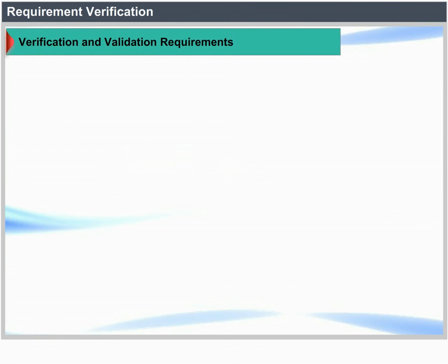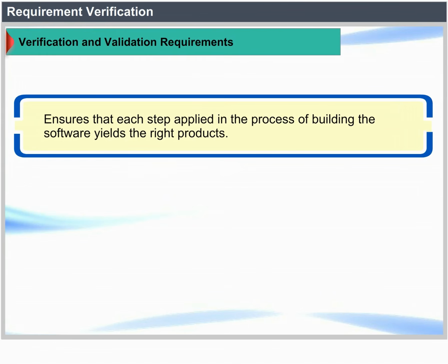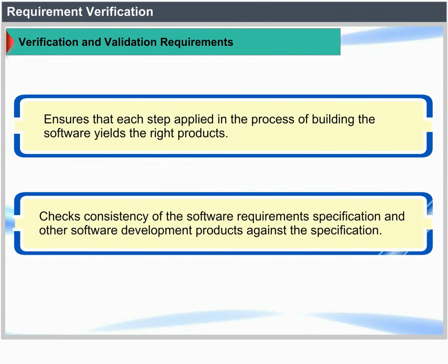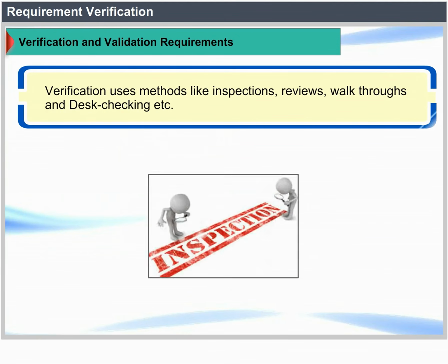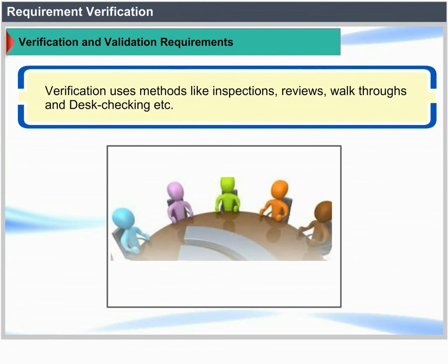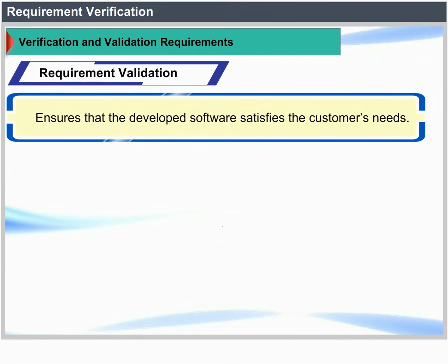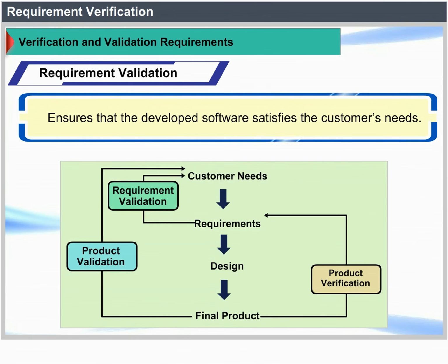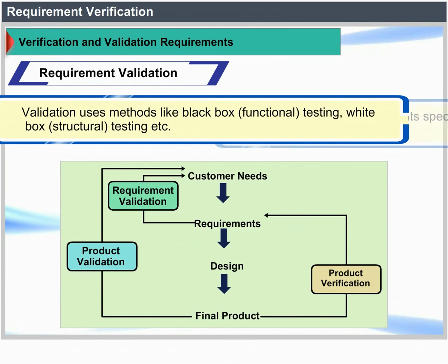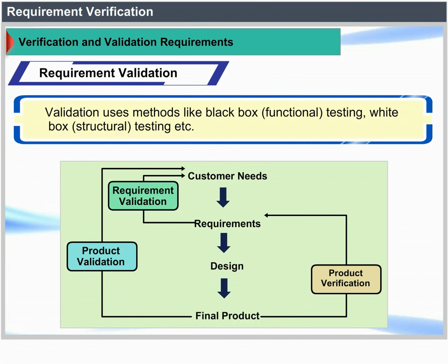Verification and validation requirements. Requirement verification ensures that each step followed in the process of building the software yields the right products. It checks consistency of the software requirement specification and other software development products against the specification. Verification uses methods like inspections, reviews, walkthroughs, and desk checking. Requirement validation ensures that the software being developed will meet customer needs. It checks the software requirement specification against stakeholder goals and requirements. Validation uses methods like black box functional testing, white box structural testing, etc.